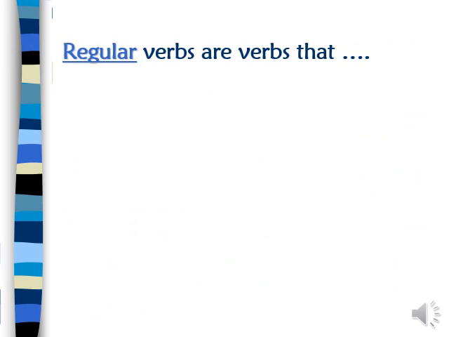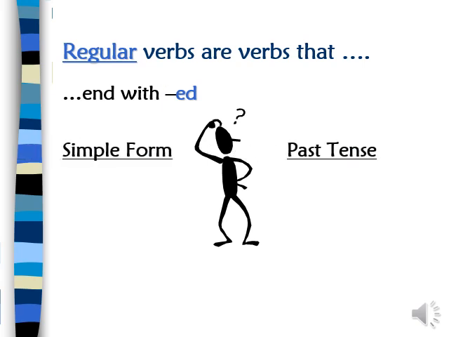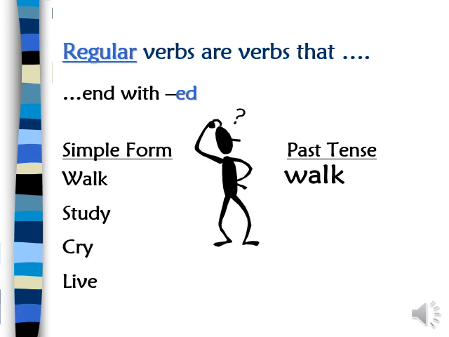Regular verbs are verbs that end with ed. For example, walk, study, cry, live. Look, how can we change them to the past tense? The verb walk, we will add ed, walked. What about study? Look at the verb study.